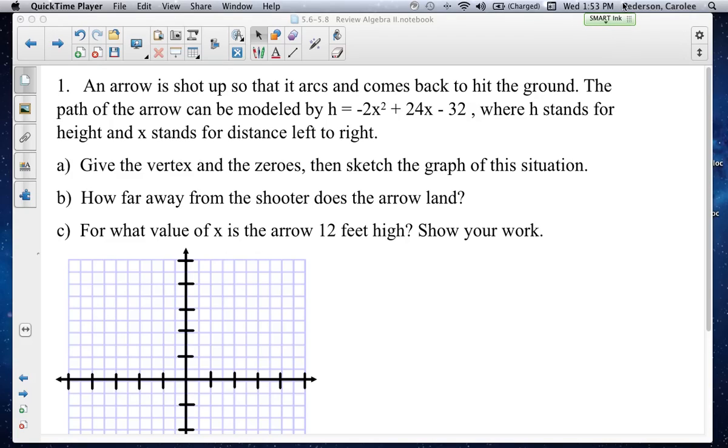Here is a word problem. It's multi-step, kind of all the scenarios that might be on a word problem. It says an arrow is shot up in the air and it has an arc and it comes back down and hits the ground. The path of the arrow can be modeled by this function. It's a quadratic function. So imagine if you were to shoot an arrow, what would it look like?